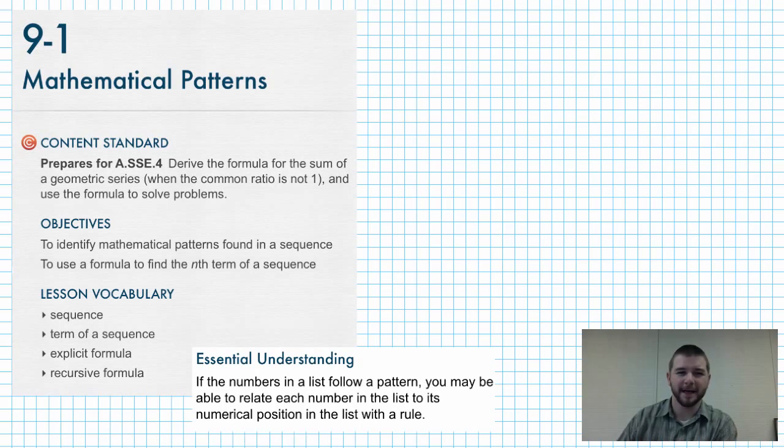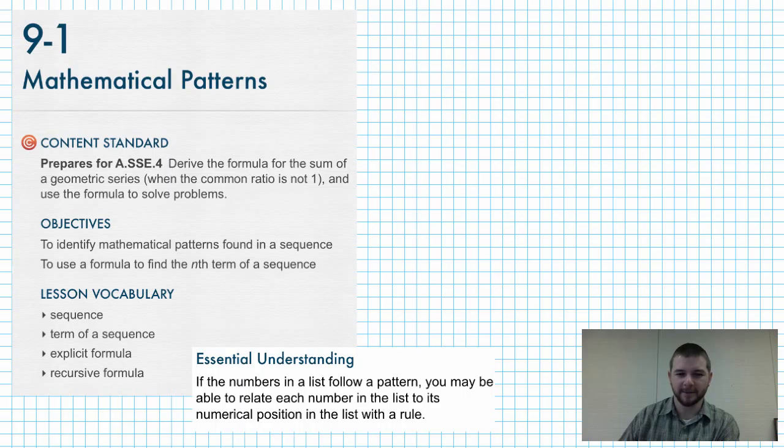Welcome to Section 9.1, Mathematical Patterns. Objectives of this section: to identify mathematical patterns found in a sequence, and to use a formula to find the nth term of a sequence. Lesson vocabulary: sequence, term of a sequence, explicit formula, and recursive formula.